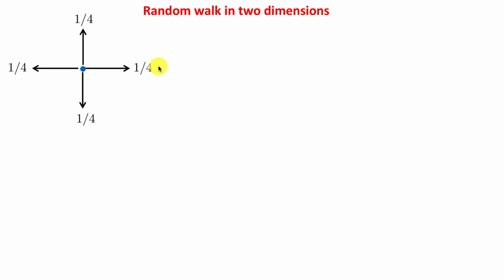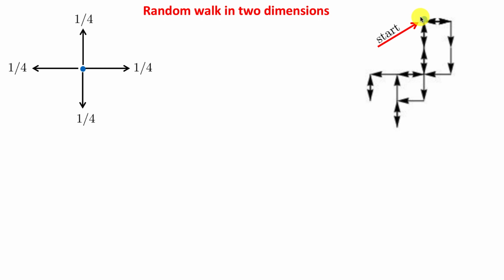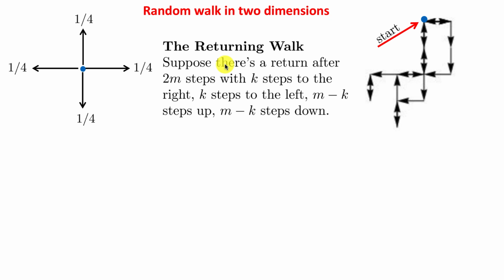Imagine that you start at some point over here. Well, this is a typical path that could be followed. As before, we're interested in walks that return to the original position. Suppose there's a return after 2m steps. Well, that means the same number of steps have to be taken to the right and to the left, k each. Then in the vertical direction, m minus k would be up, and m minus k would be down. What is the probability of that?